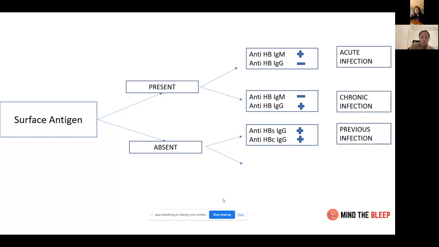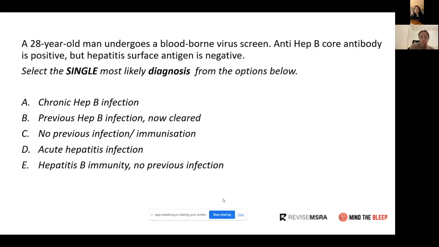And if the surface antibody is positive, but the core is negative, then you think immunization, because the vaccine that we get is for the antibody for the surface IgG. You give a vaccine and that will produce that immunoglobulin to avoid the virus from getting through the surface to the core, so you will have the positive surface antibody.